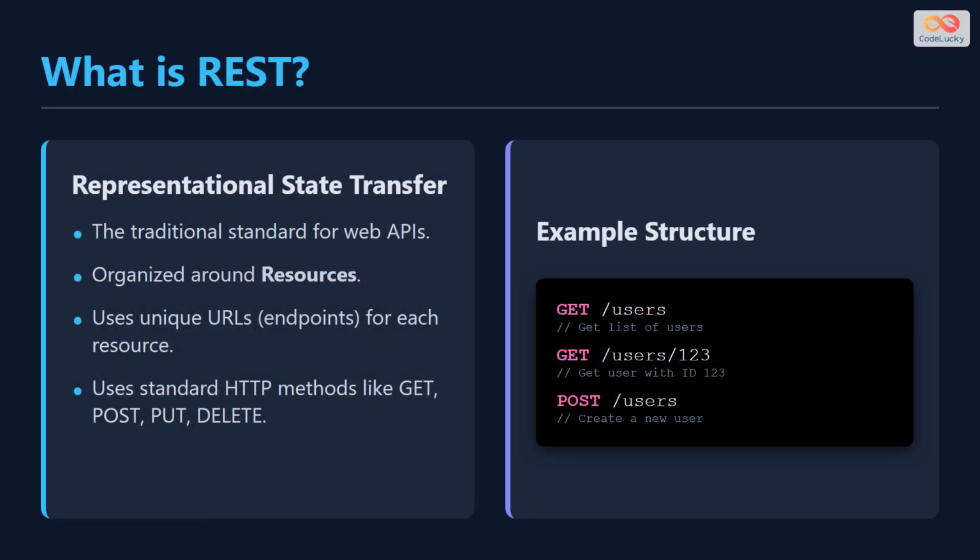So, what is REST? REST stands for Representational State Transfer. It has been the standard way of building web APIs for a long time. REST is organized around resources, like users or posts. Each resource has a unique URL, also called an endpoint. You use standard HTTP methods like GET to retrieve data, POST to create data, and DELETE to remove it.